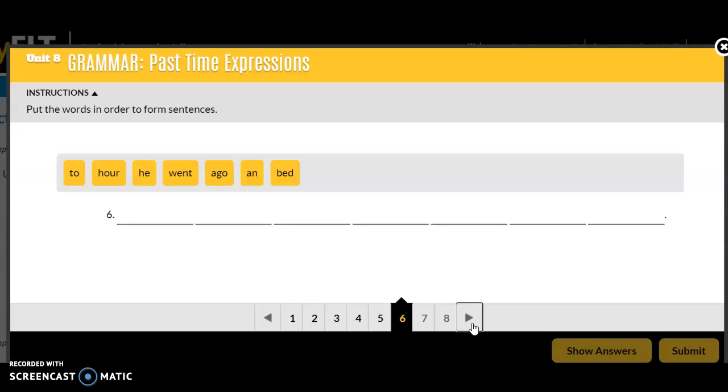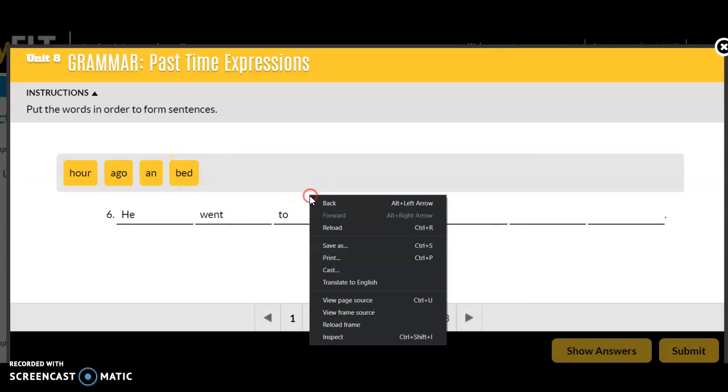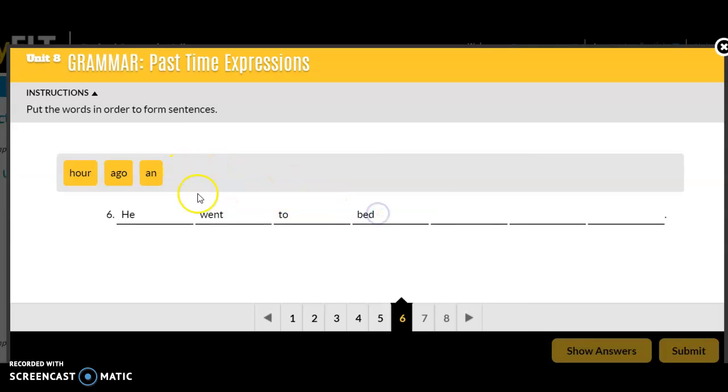Number 6. Okay, the answer. He is my subject, my verb is went. Where did he go? To bed. And then the time expression, an hour ago. He went to bed an hour ago. Or, an hour ago, he went to bed. 2 more.